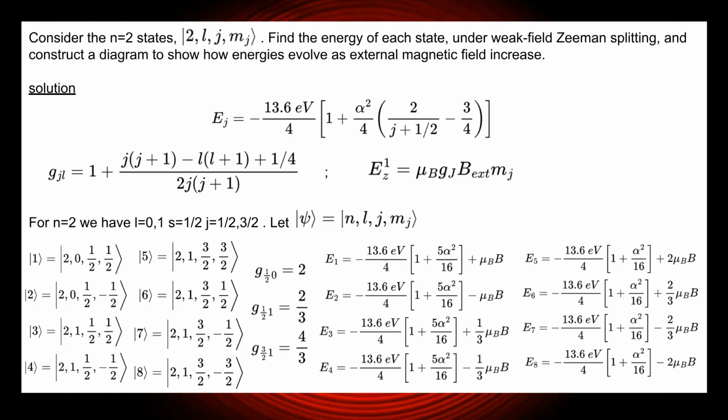Consider the n equals 2 states under weak field Zeeman splitting. Because the external magnetic field is weak, the spin-orbit interaction remains dominant, and the good quantum numbers are n, l, j, and m_j. The unperturbed energy of each state is given by the fine structure energy, which depends only on the total angular momentum j. Using the formulas introduced earlier, the effect of the magnetic field is treated as a small perturbation, leading to a first-order energy correction that depends on the Landé g-factor, the external magnetic field, and the magnetic quantum number m_j. This term represents the expectation value of the Zeeman interaction evaluated in the unperturbed states. Therefore, the total energy of each state is obtained by adding this first-order correction to the fine structure energy.